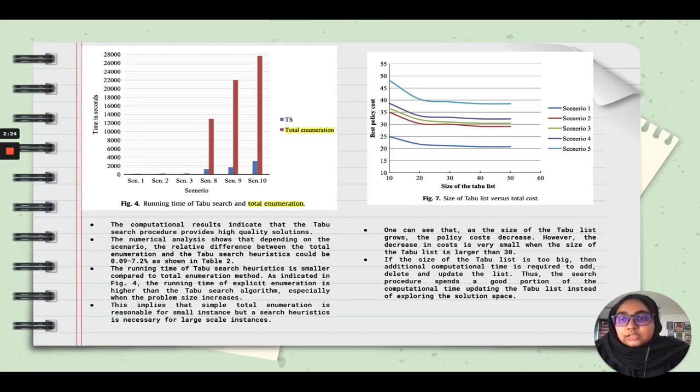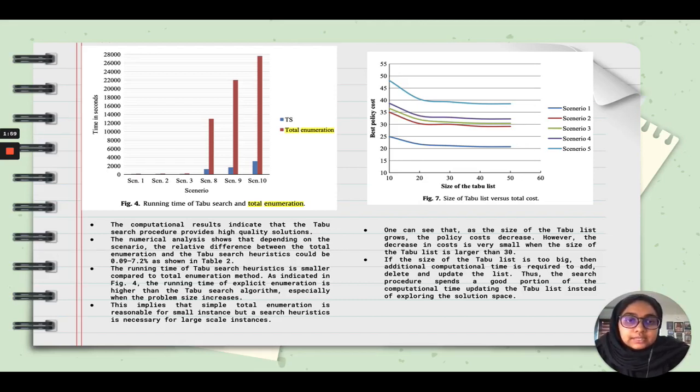So, based on Figure 4, we can see that the computational results indicate that the taboo search procedure provides high-quality solutions. The numerical analysis shows that, depending on the scenario, the relative difference between the total enumeration and taboo search heuristics could be between 0.09% and 7.2%, as shown in Table 2.